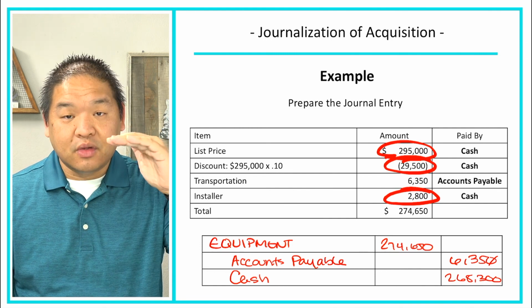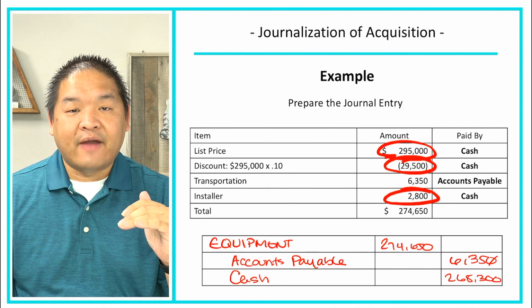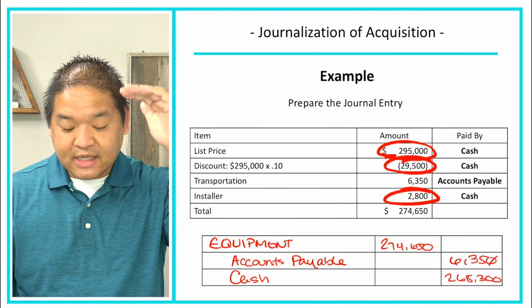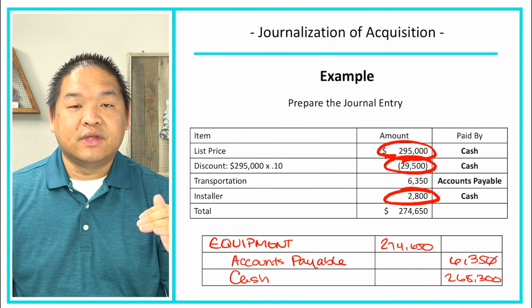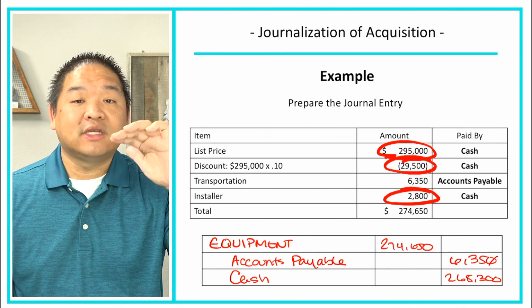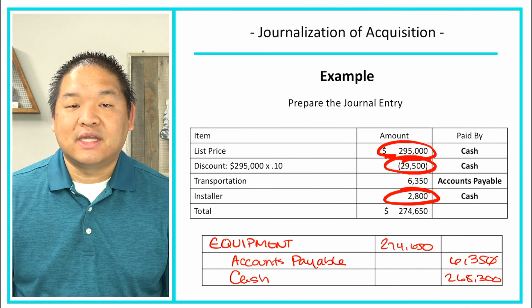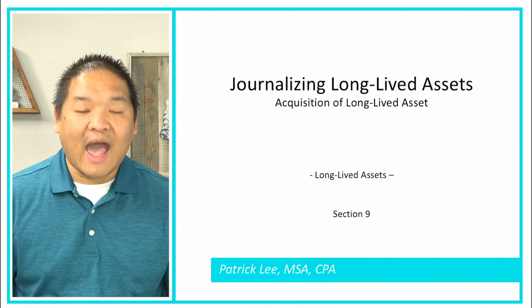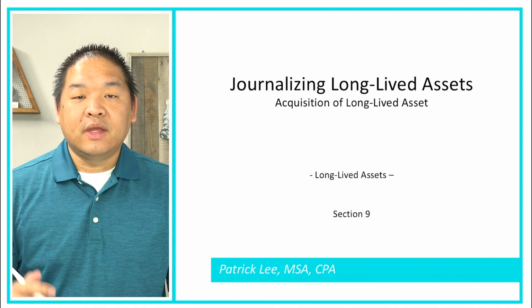So if you have multiple scenarios and you're going to have to put those in your books, it's okay to do them three separate times. The only difference is instead of debiting the expense, debit the actual asset. So in this case, equipment. So that is a look at journalization of a long-lived asset using an example. It really is kind of simple.